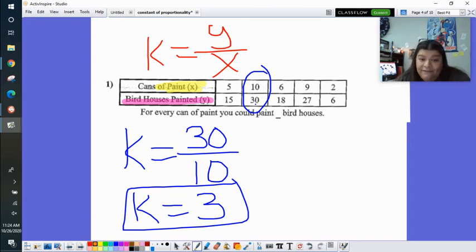But to check and see if it works for all of them, we'll multiply your x's by 3. If I do 5 times 3, I get 15. 6 times 3, I get 18. 9 times 3, I get 27. 2 times 3, I get 6. So I got the right constant of proportionality. It's what they're changing by, okay? Think you got it now?